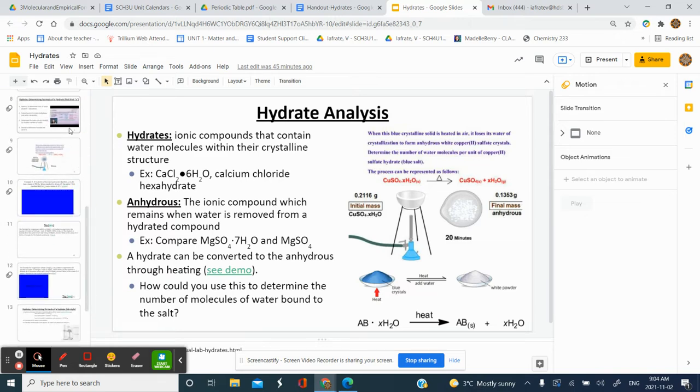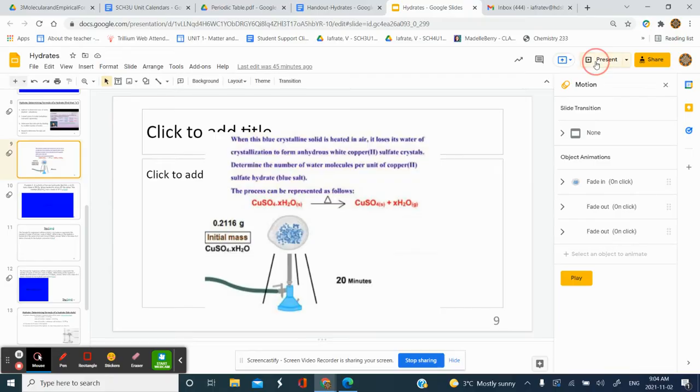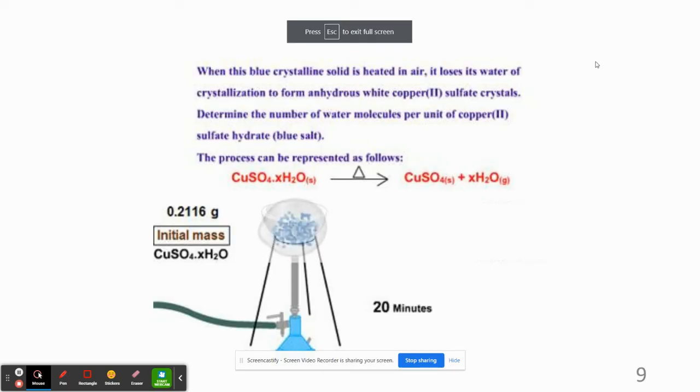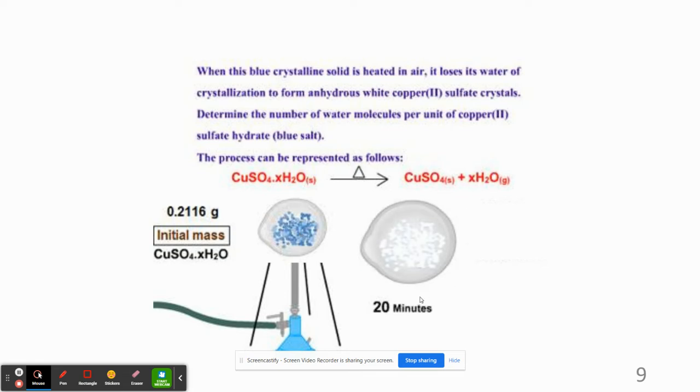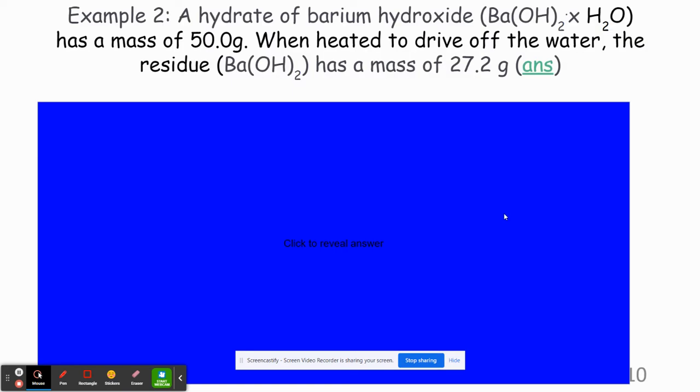We're going to take a look at that process in more detail. So if we look over here, for example, our initial hydrate was blue. We decide to heat it up for 20 minutes and it becomes white, and that's because all the water left. We compare our initial and final mass, and we get our mass of water that escaped. And so we can use that information to solve problems like this.